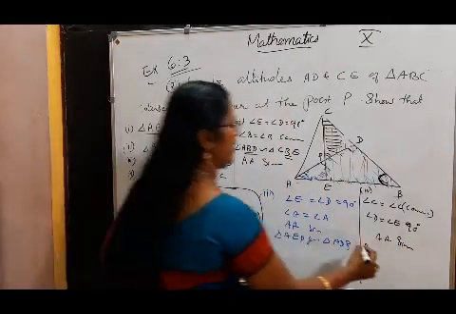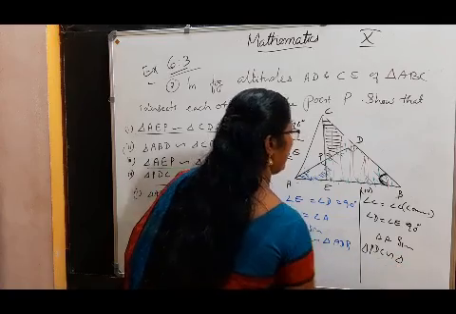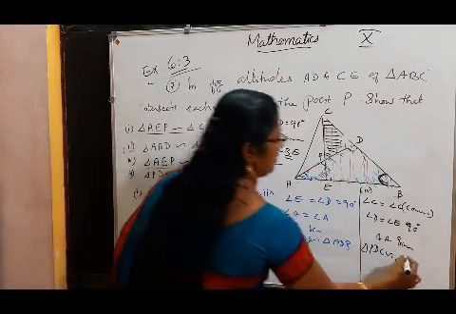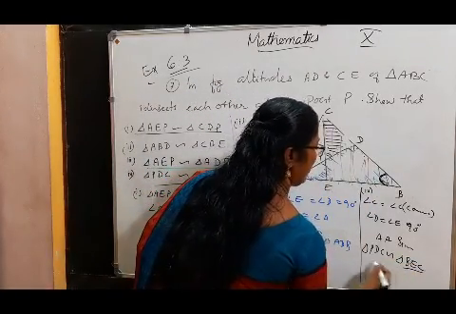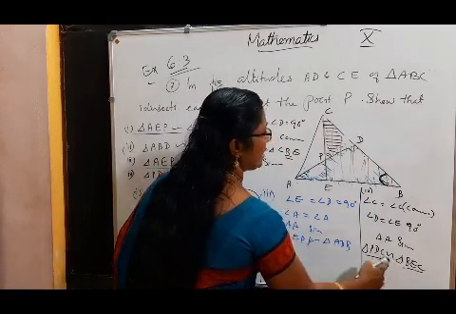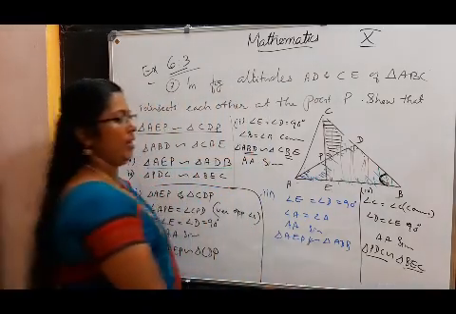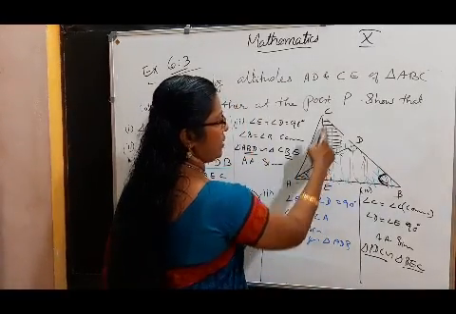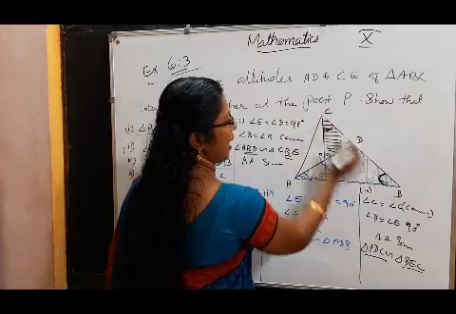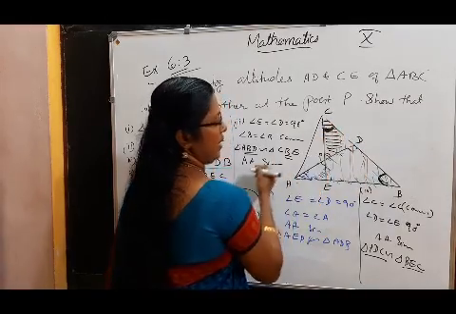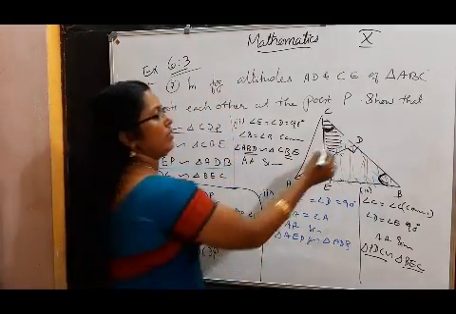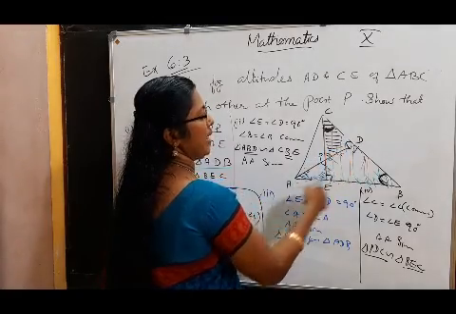triangle PDC is similar to triangle BEC. Order is very, very important. Angle P equals angle B, angle D equals angle E, angle C is common. Angle P equals this angle B, and angle C is common to both the triangles, the larger and the smaller. This is 90 degrees and E is also 90 degrees.